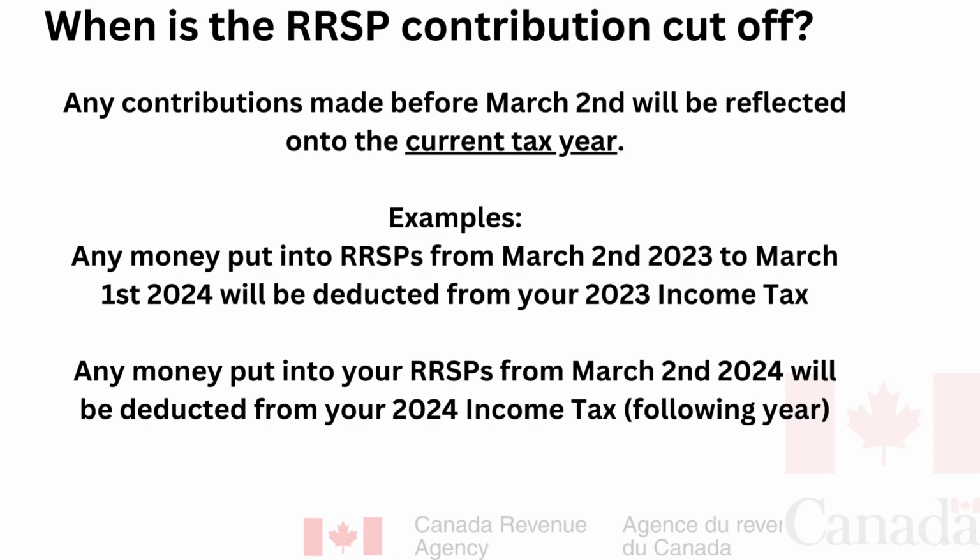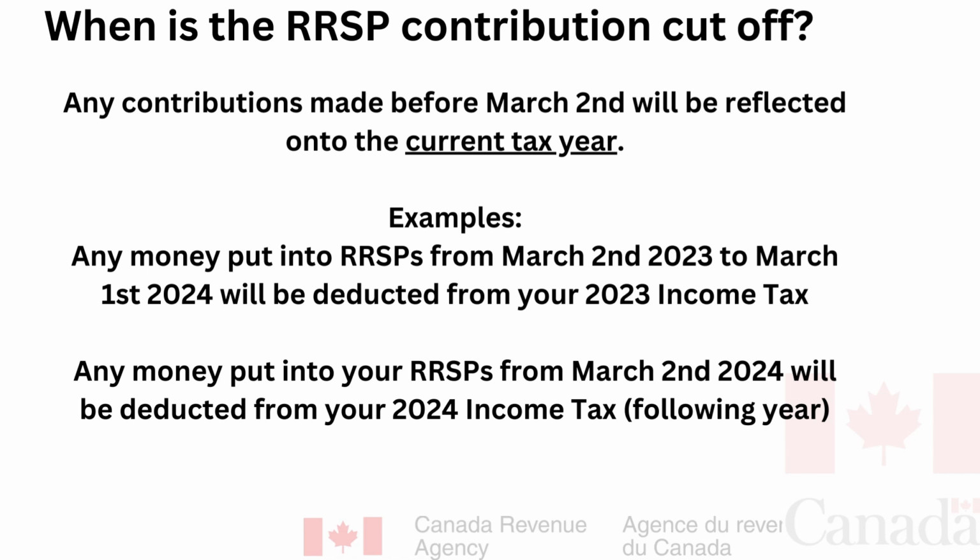So when is the RRSP contribution cutoff? Any contributions made before March 2nd of the current year will be reflected on the previous tax year. Taking some examples here, any money that you put into RRSPs from March 2nd, 2023 to March 1st, 2024 will be deducted from your 2023 income tax. The reason it is not deducted from your 2024 income tax is because the government has said if you put in any money before or on March 1st, it will reflect on the previous year's taxes.